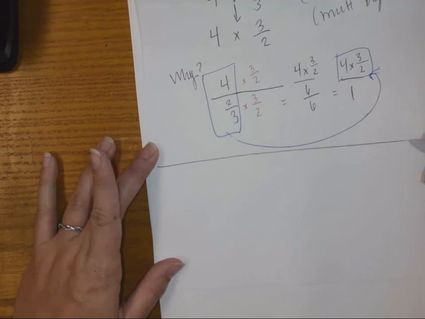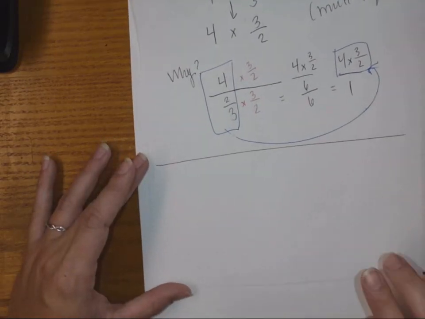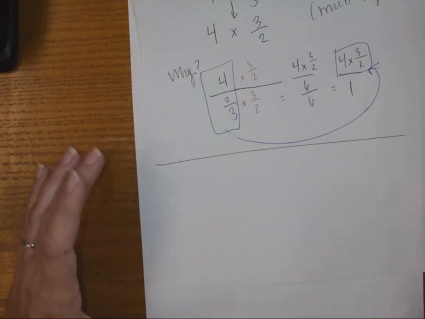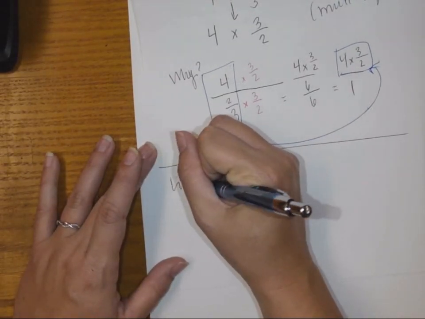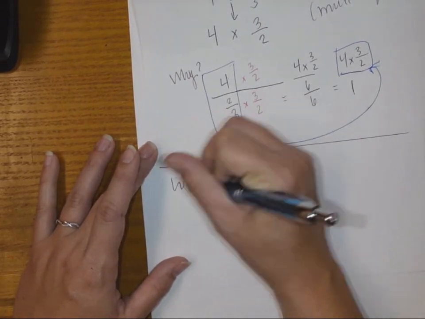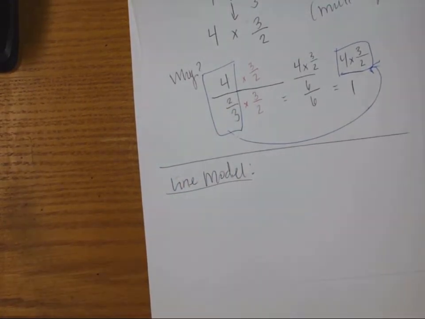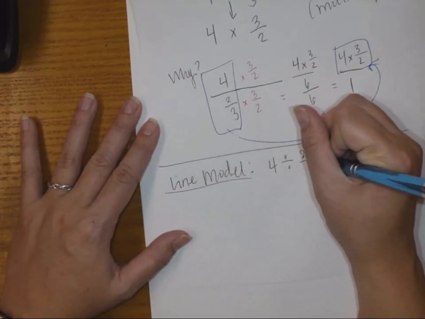Okay, so for division model, we can do repeated subtraction or partitioning. We're going to do a little bit of combination of both here. So let's use a line model first, and then we'll use an area model. Okay, so if I wanted to do 4 divided by 2/3.